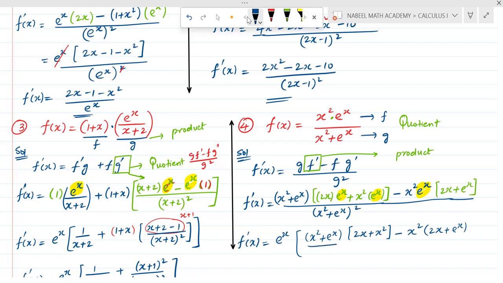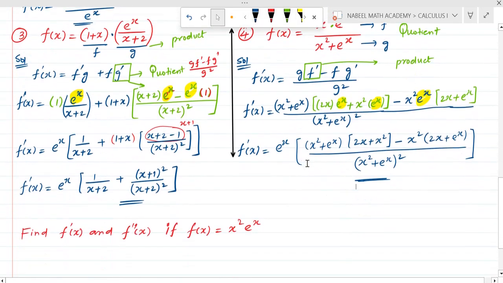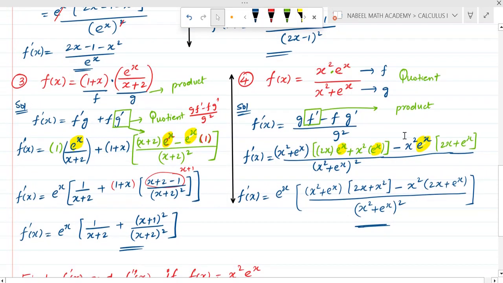This is whole divided by x square plus e power x whole square. That's it. So the derivative is over here itself, whereas this is the simplification part. See the difference between these two problems.